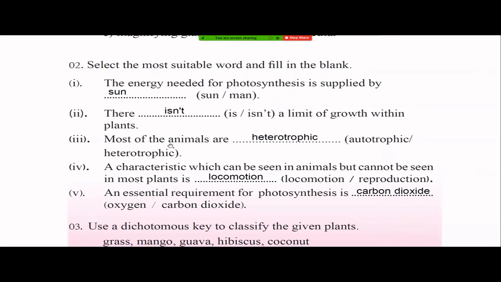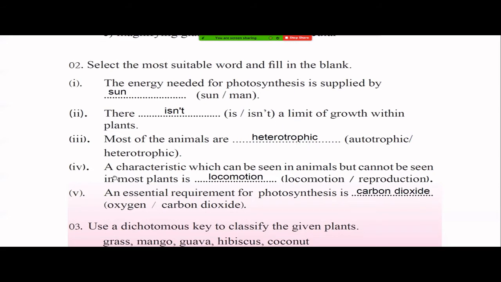Next one. Most animals are autotrophic, meaning they produce their own food. Heterotrophic means they depend on plants and animals. When it comes to animals, we are heterotrophic, right? Trees are autotrophic because using the photosynthesis process, they produce their own food. But animals, directly or indirectly, always depend on plants. So the answer is heterotrophic.